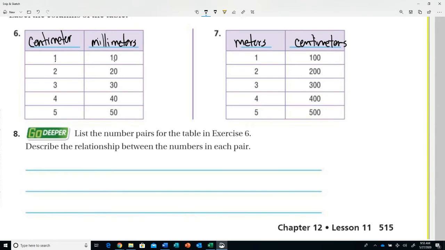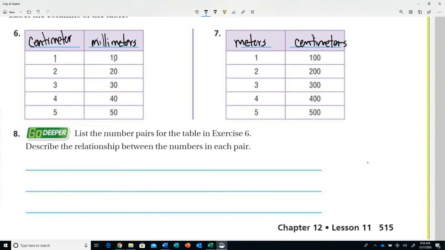So you can go back and you can dig through your metric system if you like. Number 8, list the number of pairs for the table in exercise 6. Describe the relationship between the numbers in each pair.